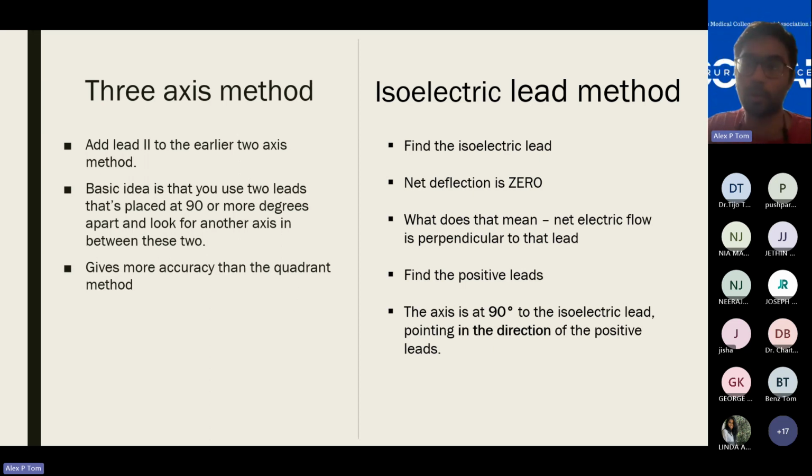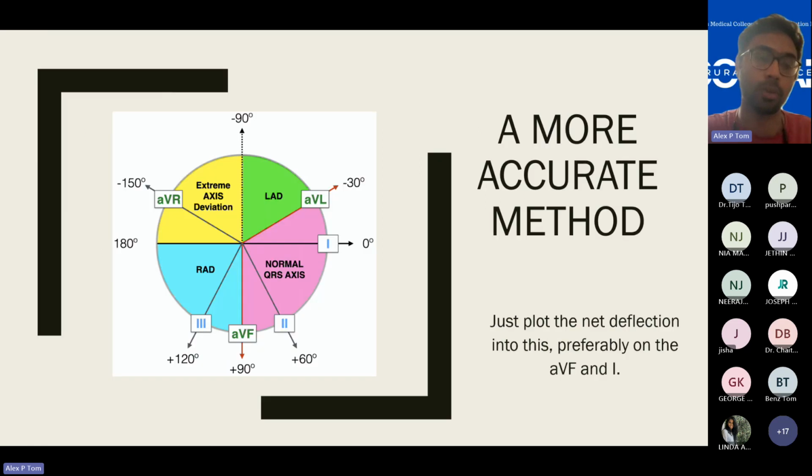And so where is the current going? The current is going in a direction perpendicular, at 90 degrees, to this lead, and that would be your axis. So you find the isoelectric lead, and from the graph you find out which lead is sitting at 90 degrees to this lead, and then you know the axis.